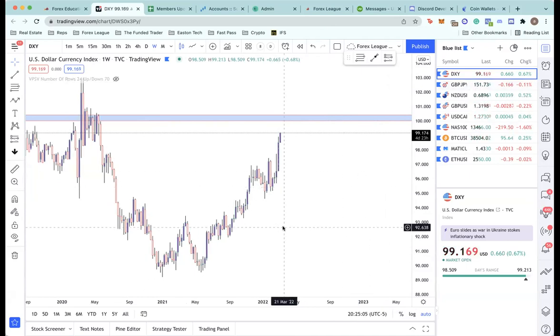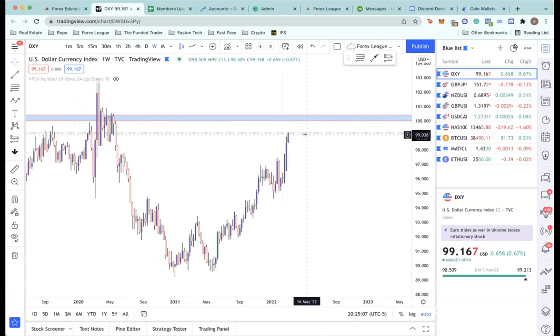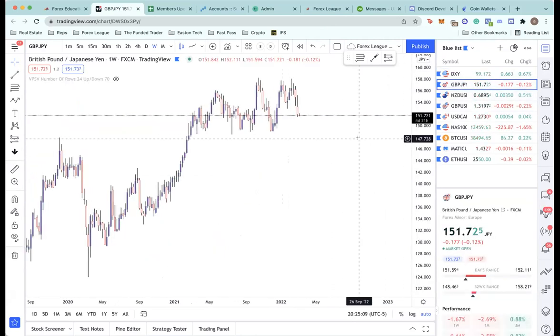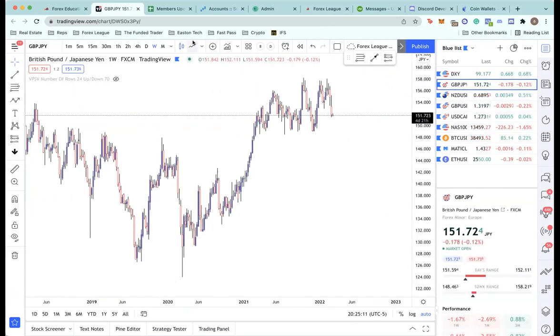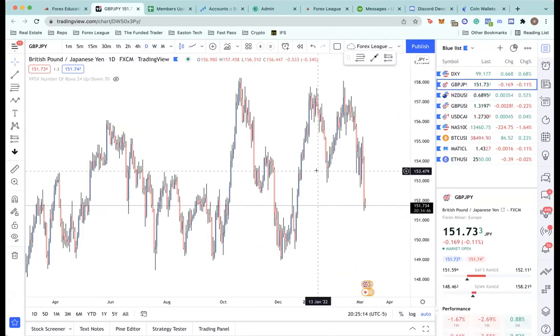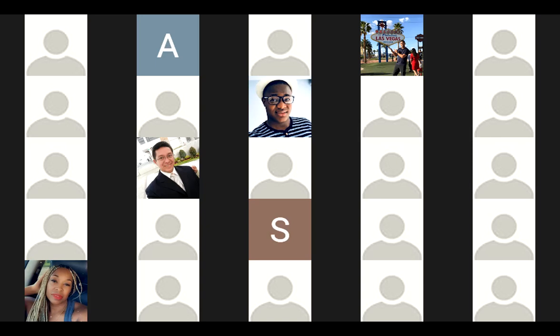All right, so that's the dollar. Keeping in mind that the dollar is very bullish right now, heading over to GJ. Oh, you know what? I signed into the wrong account. No worries. Give me one second, guys.